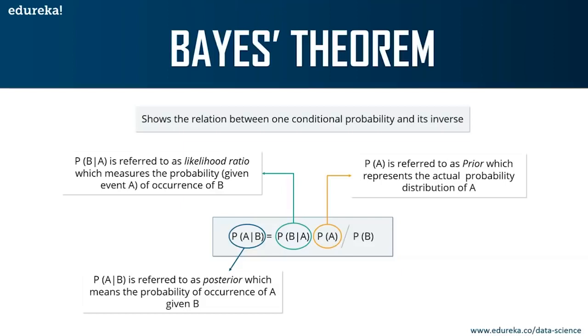The left-hand term is referred to as the posterior, which means the probability of occurrence of A given an event B. Right. The second term is referred to as the likelihood ratio. All right, this measures the probability of occurrence of B given an event A. Now, P of A is also known as the prior, which refers to the actual probability distribution of A, and P of B is again the probability of B. Right? This is the Bayes theorem.